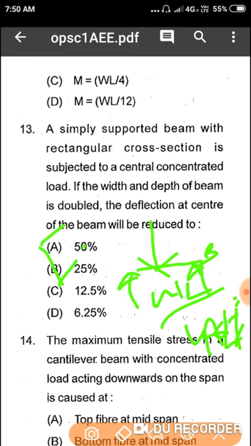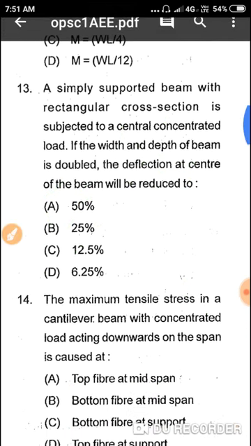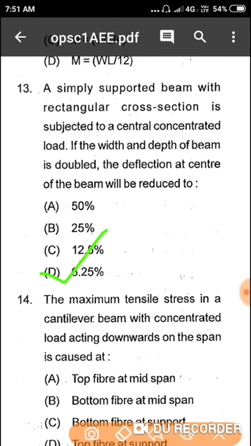I equals BD cubed by 12, but here it is given that the width and the depth of the beam are doubled, which means B becomes 2B and D becomes 2D. So 2B into 2D cubed by 12 becomes 16 BD cubed by 12. So after calculation, the answer will come as option D, that is 6.25%.